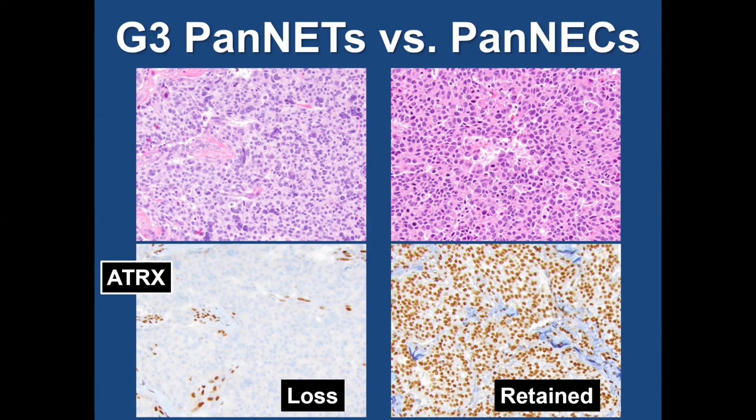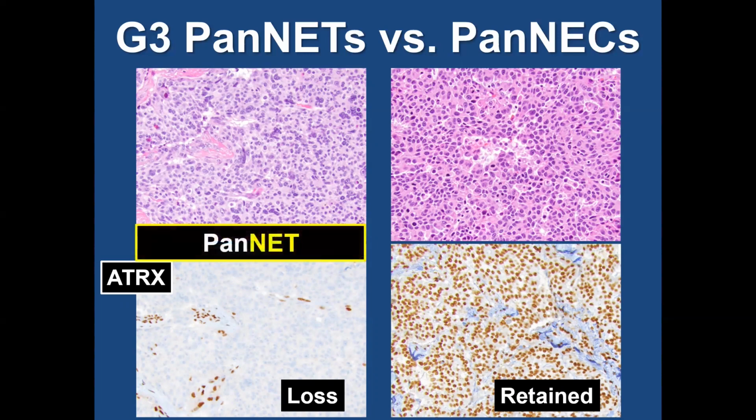The case on the left clearly exhibits loss of ATRX within the neoplastic nuclei and retained expression in the stroma, while the case on the right has retained expression within both the neoplastic nuclei and stroma. Therefore, this case on the left is consistent with a well-differentiated pancreatic neuroendocrine tumor. Unfortunately, not all pancreatic neuroendocrine tumors will demonstrate loss of expression for ATRX or DAXX. It's a specific biomarker, but it's not 100% sensitive.